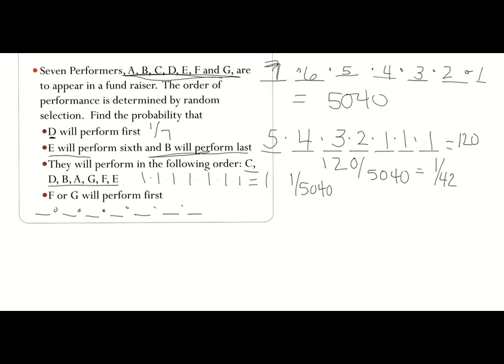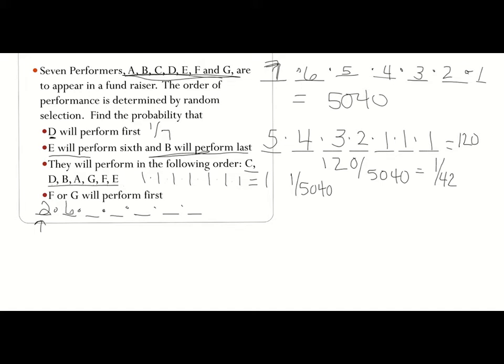All right, F or G perform first. So we have 2 people to choose from for first. However, we have 2 people to choose from here, but only 1 person can go. So that means for the second person, one of those people from the first spot that didn't get chosen will go with the other people.